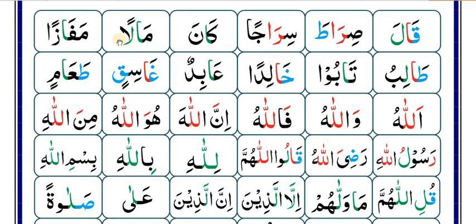You have learnt already in lesson number 6 that when alif or ya comes after the double zabar, you don't read it during spelling. Next, mim zabar ma, fa alif zabar fa, mafa, za double zabar zan, mafazan.